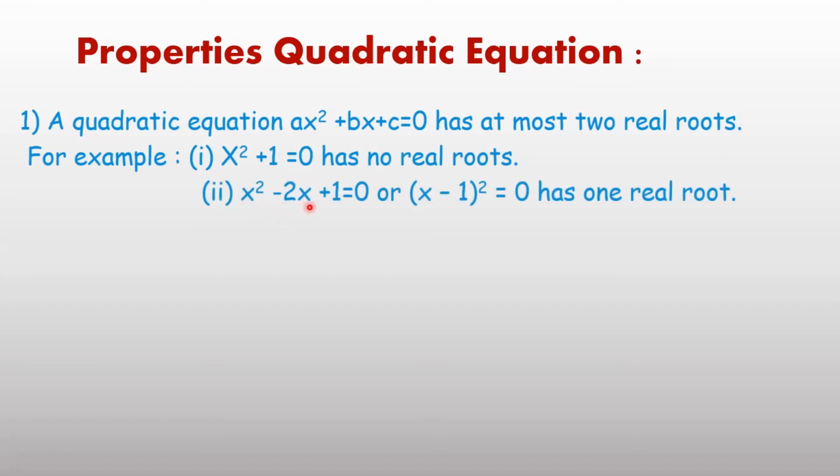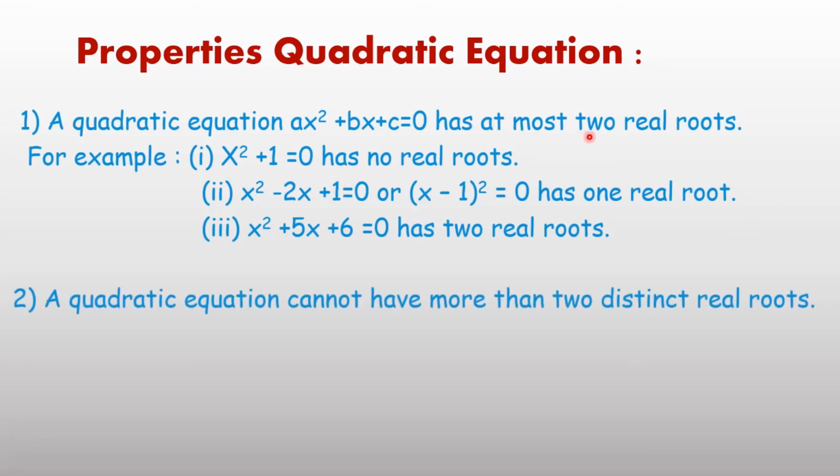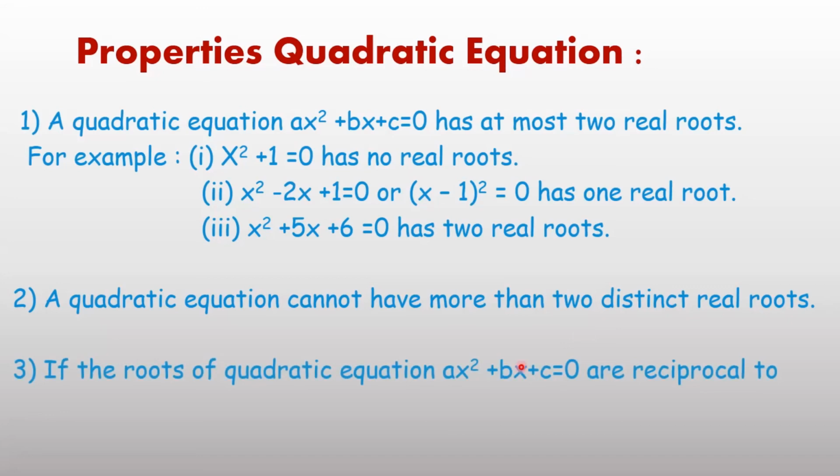x square minus 2x plus 1 equal to 0, which you can write as (x minus 1) whole square equal to 0, has one real root, or you can say both roots are repeated. And here you will get 2 real distinct roots. Number of roots may be 0, 1 or 2, means at most 2 real roots. Second property, a quadratic equation cannot have more than 2 distinct roots. Because at most 2 roots means more than 2 roots is not possible. Maximum 2 roots you will get.